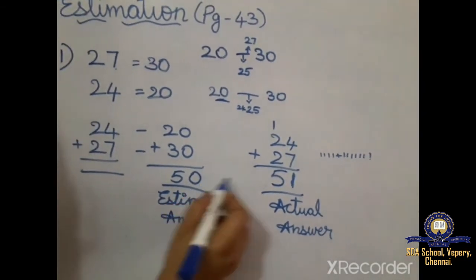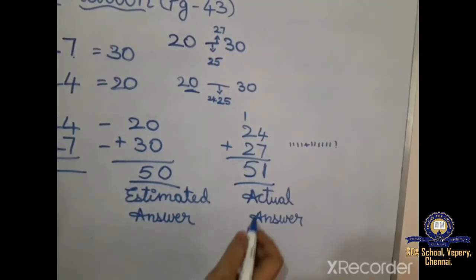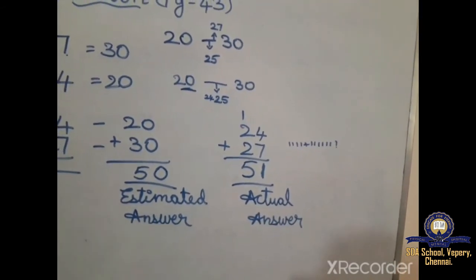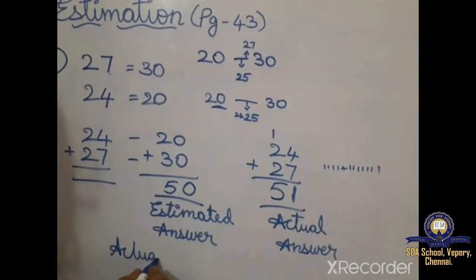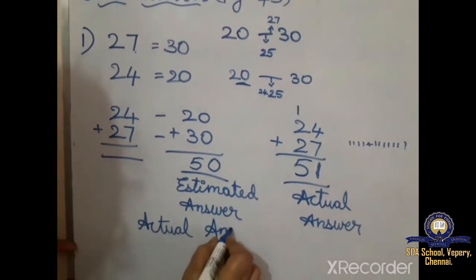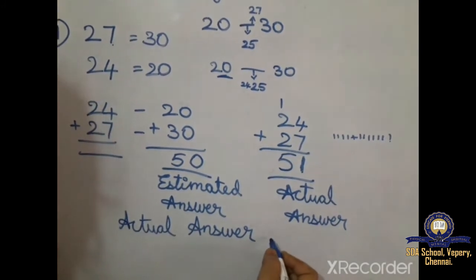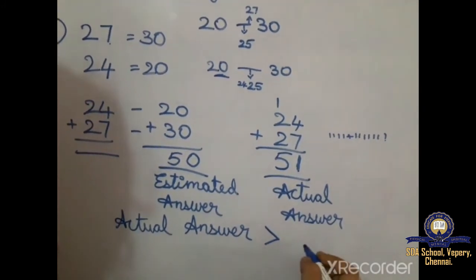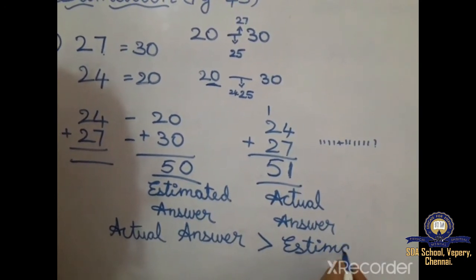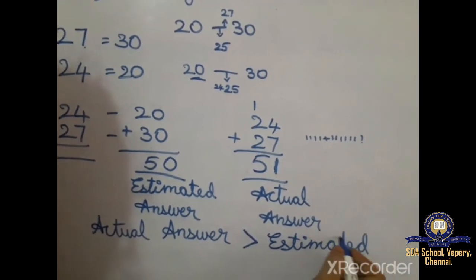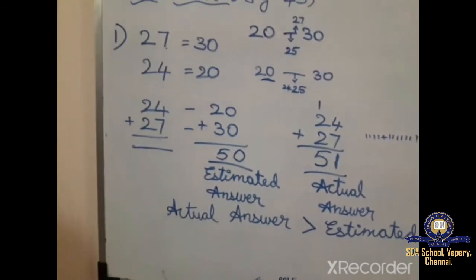Right? Now which is greater? 51 is greater. So actual answer is greater than estimated answer. Right? What is the greater than symbol? Did you remember? Actual answer is greater than estimated answer. Understood? Shall we do one more?